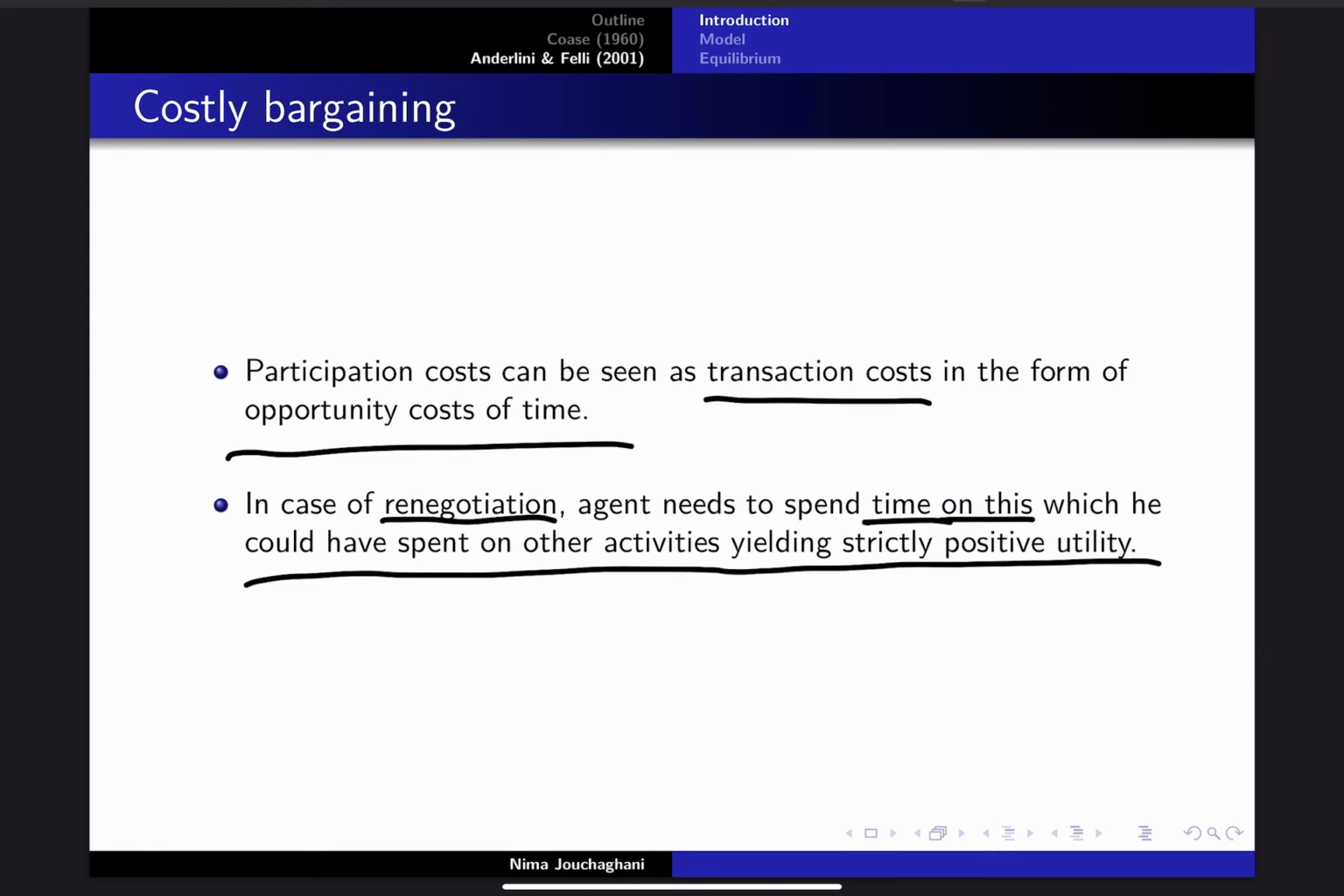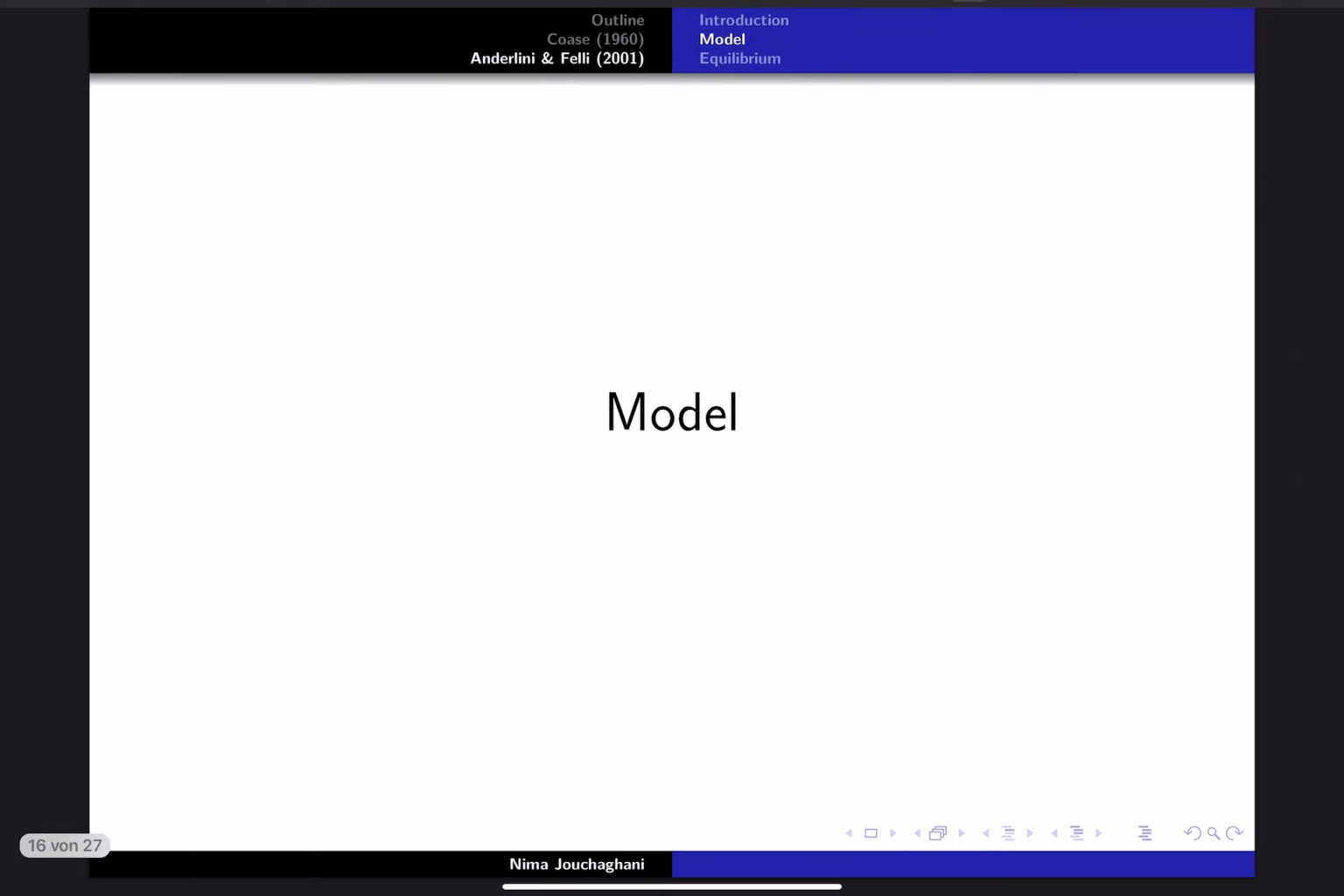So you can think of the costs of this renegotiation being the utility that you could derive from the second highest yielding utility thing that you could do, absent of renegotiation. Think of this as the transaction costs which are happening here. And this brings us to the model.